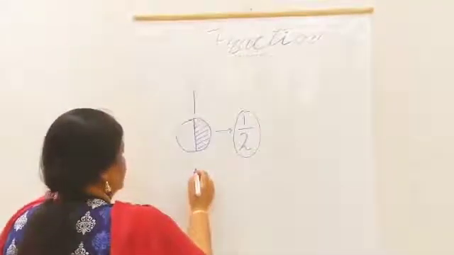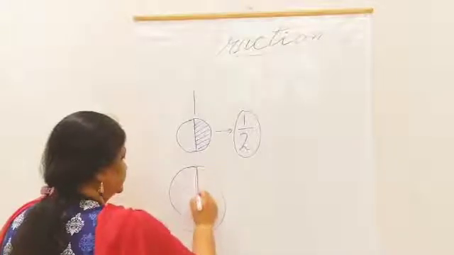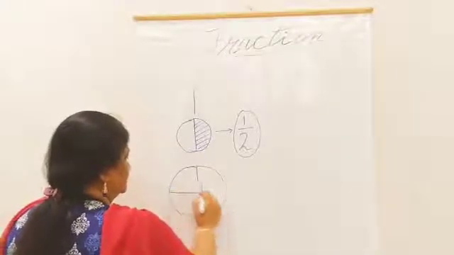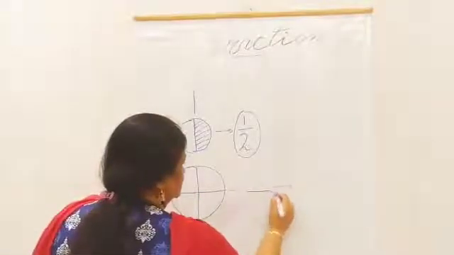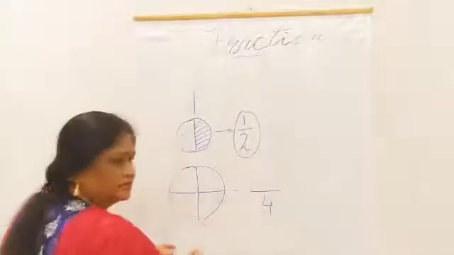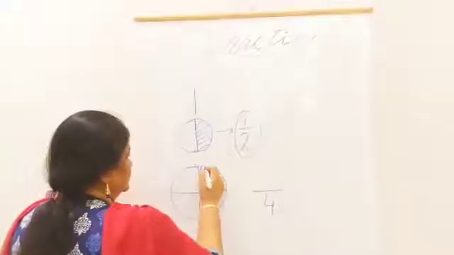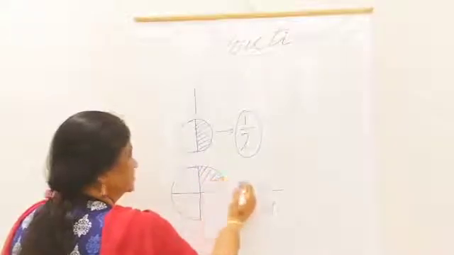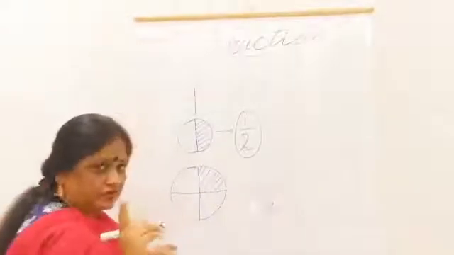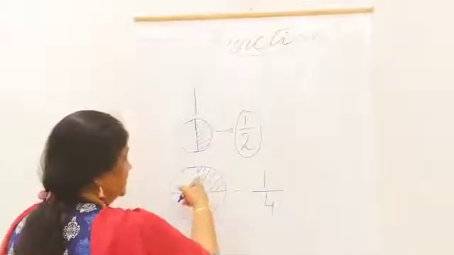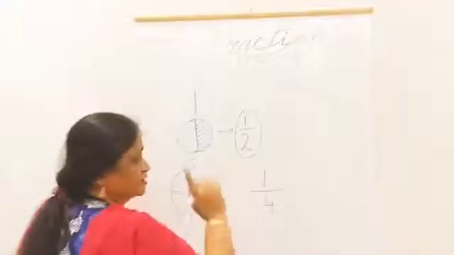Now let me write first. I have made the circle and divided it into 4 parts. So how many parts have I made? 4. Now if I have given one part to one friend, how will I write this? I have used one, and I have made 1, 2, 3, 4 parts. So 4 parts I have made, and I have used 1.